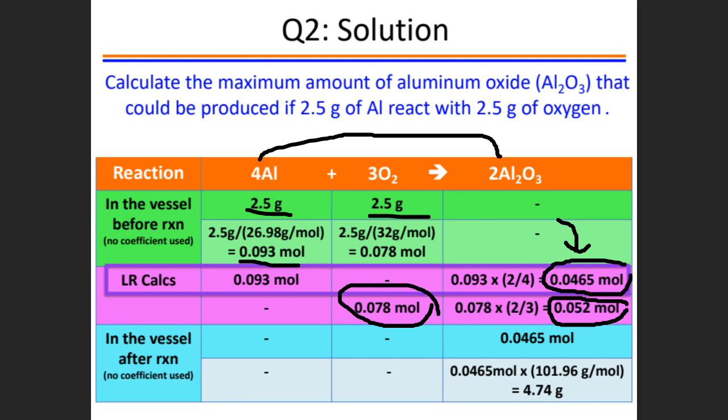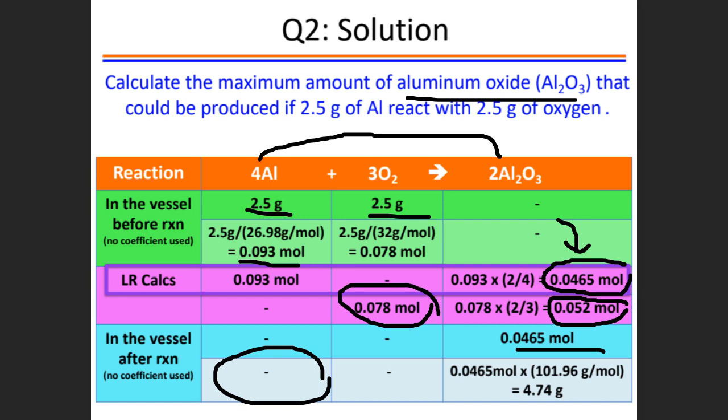Now, if we subtract this amount, we will find which one will be the excess. But this is not asked here, correct? So just for your information, in the reaction vessel, we will have this amount. They ask you the maximum amount of product, so this amount is the maximum amount of product. So the next job is to convert mole to gram.